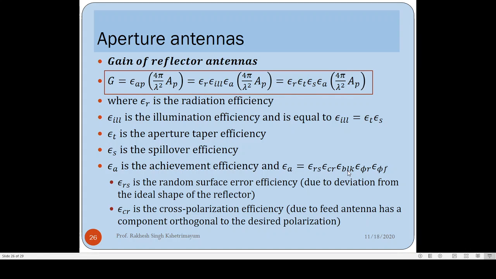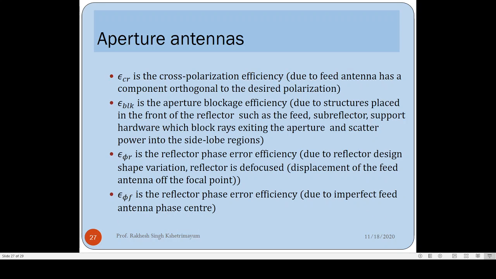Then we also have efficiency due to blockage. I have already told you about this blockage. Some of the rays which are reflected from the parabolic reflector will be blocked by the feed antenna, or by the support which keeps the feed antenna, or any kind of hardware you require for the feed antenna. The feed antenna is usually kept at the focal point for the prime focus reflector antenna. Because of that blockage, there will be some efficiency loss.